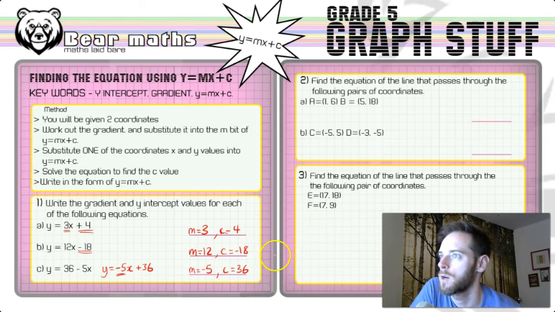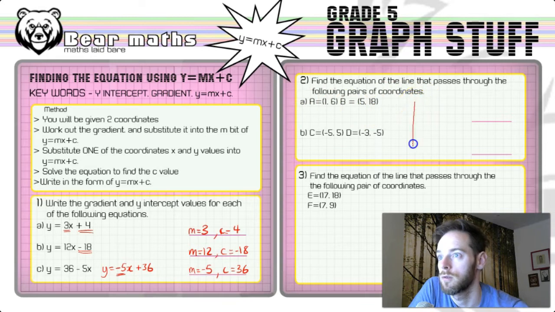Now, in question 2, I've got the bit where we're actually going to have to do some working out, using the method that I've given you. I didn't state in the method that it would be useful to do a sketch, but it is very, very useful to do a little sketch before you begin, which you can always leave there. I'm going to rub out because I need a bit of space. We've got to find the equation of the line that passes through the following pairs of coordinates. So A is 1, 6, B is 5, 18.